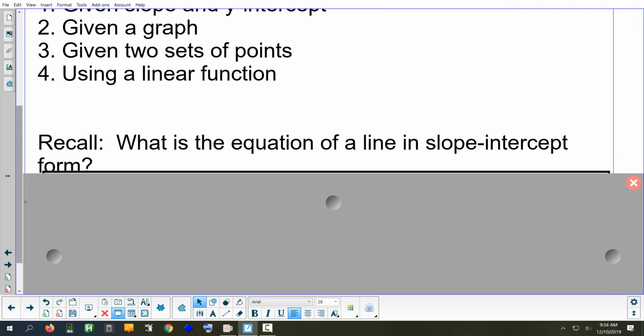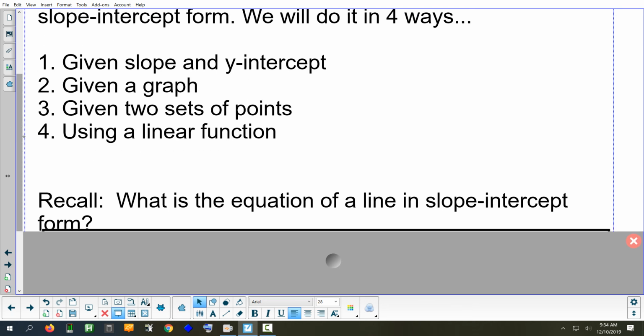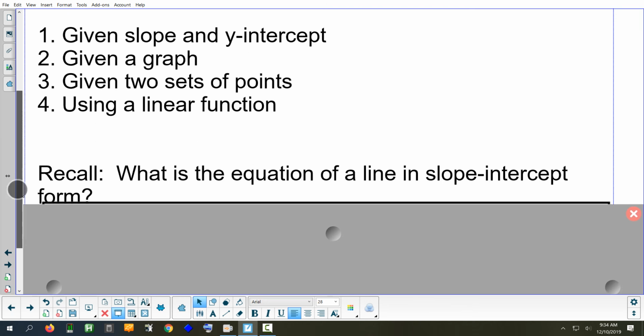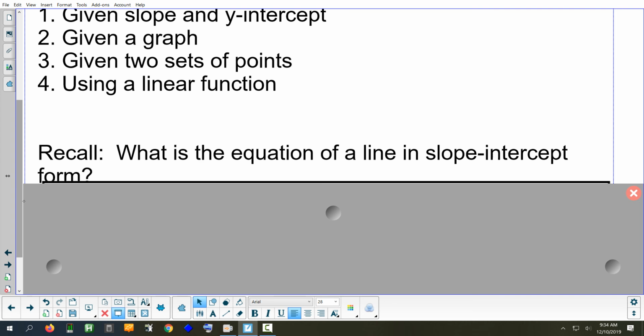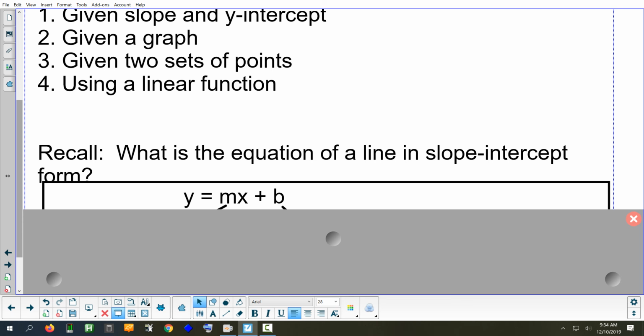Most of the equations that we're going to do today are all going to be in slope-intercept form. So no matter what I give you, I always want you to give me slope-intercept. Can someone remind me, what's the slope-intercept equation? It's y equals mx plus b. So in the box at the top, where it says y equals, just fill in mx plus b.